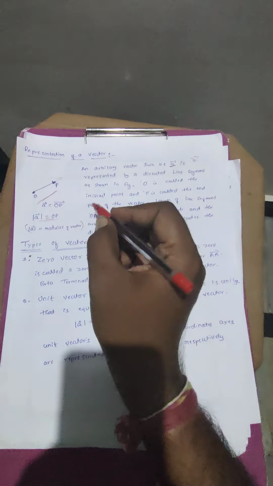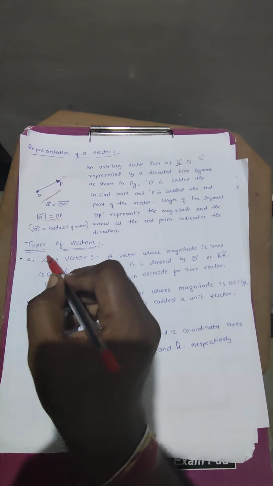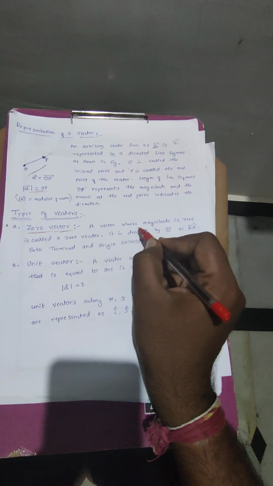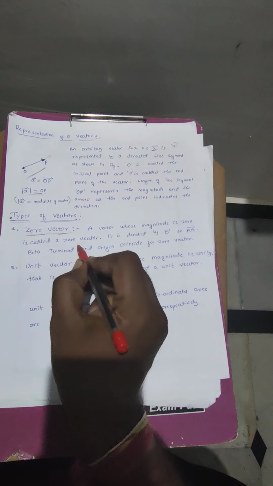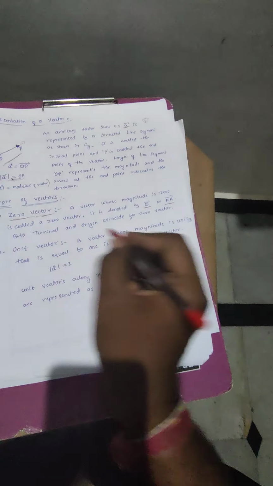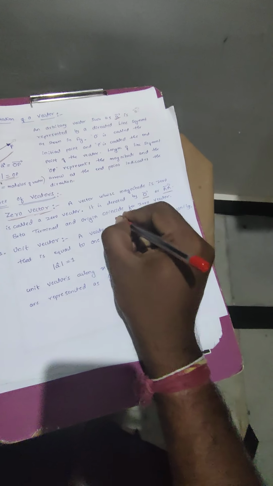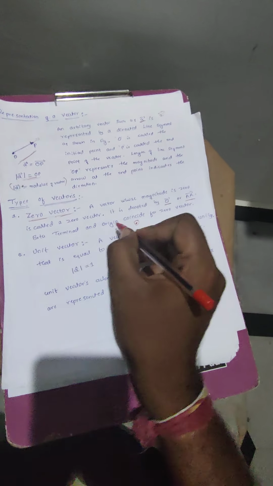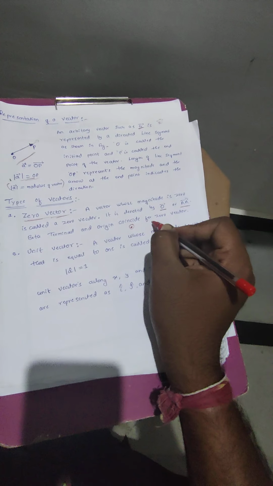Now, after representation of the vector, let us see types of vectors. First one is zero vector. A vector whose magnitude is 0 is called a zero vector. It is denoted by O or A dash. This is nothing but the end and start point coinciding with each other. Both terminal and origin coincide for the zero vector. This is called zero vector.